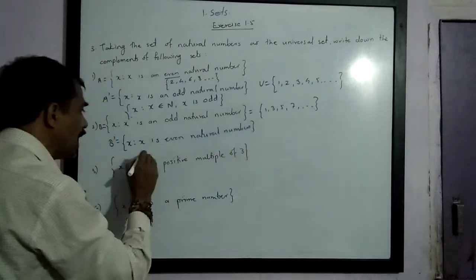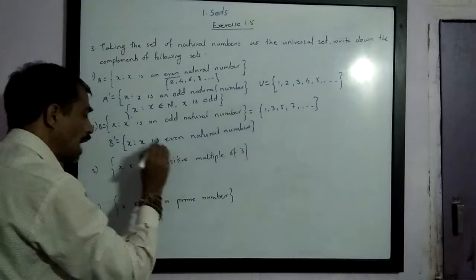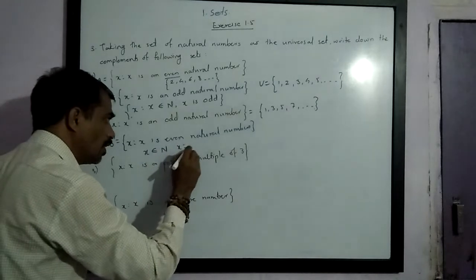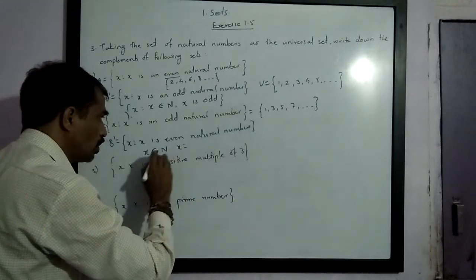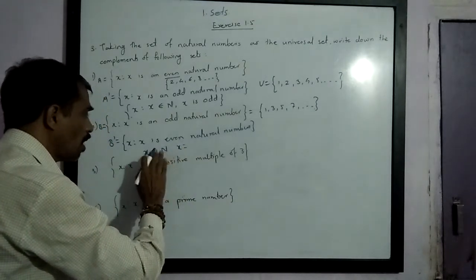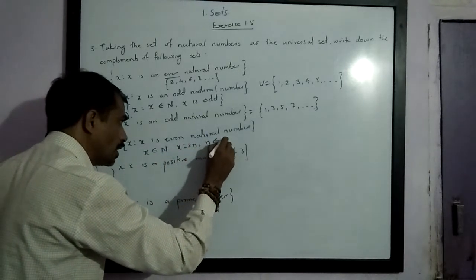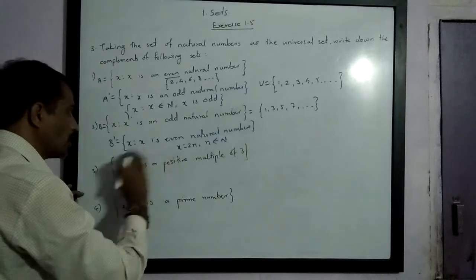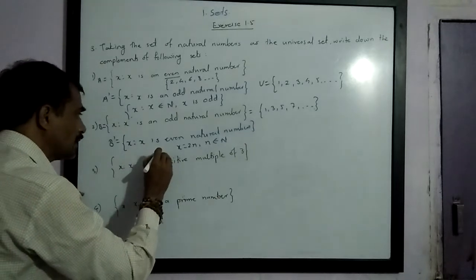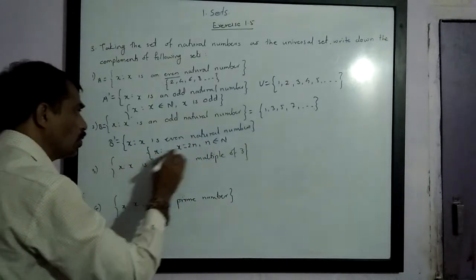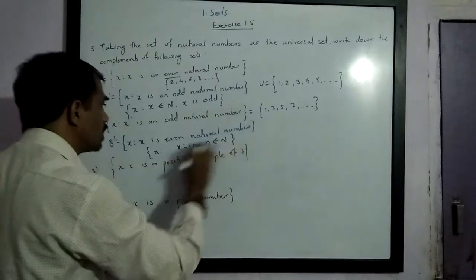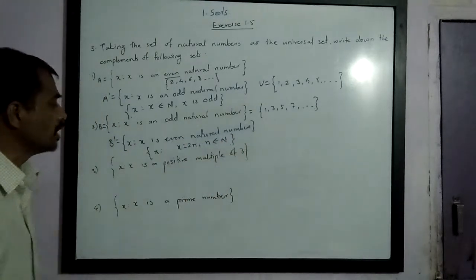This can be written as x belongs to natural numbers and x is even, or we can say x is equal to 2n where n belongs to natural numbers. So we can directly write it like this also: the set of x such that x is equal to 2n and n belongs to natural numbers, which means even natural numbers.